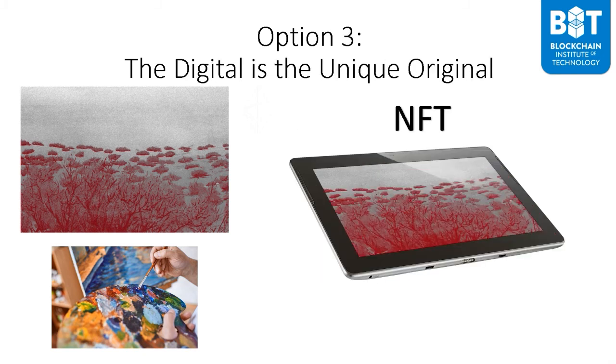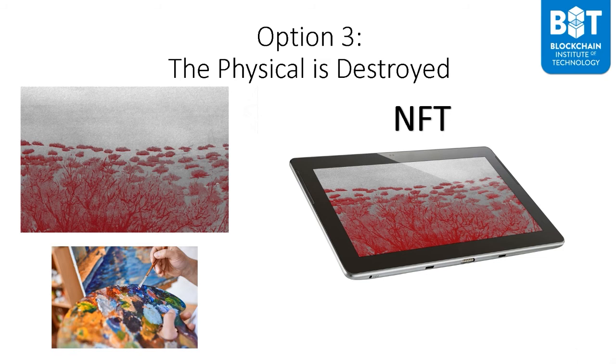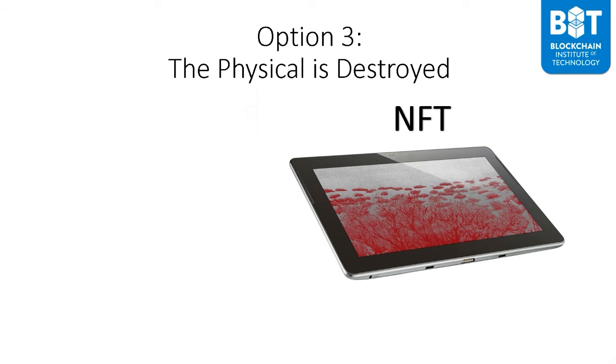Now, option 3 is that the digital becomes the unique original. This is controversial because what that really requires is for the physical piece to be destroyed. That is, you create the physical piece, then you create the digital version of it, and then you destroy the physical so that the digital version, or NFT, is the original.